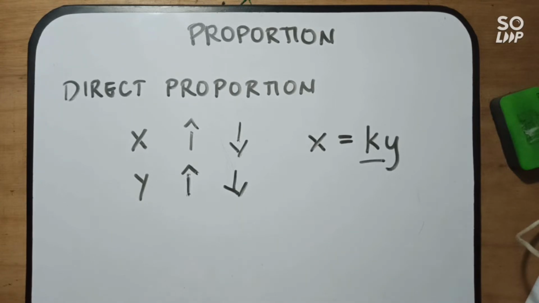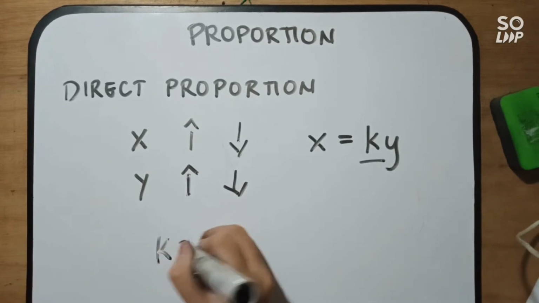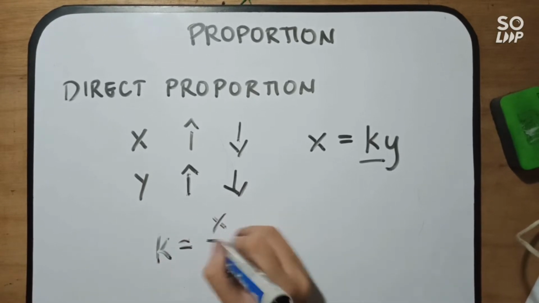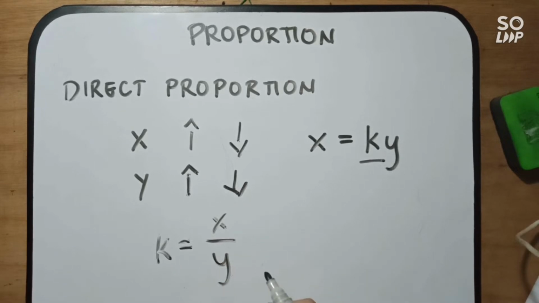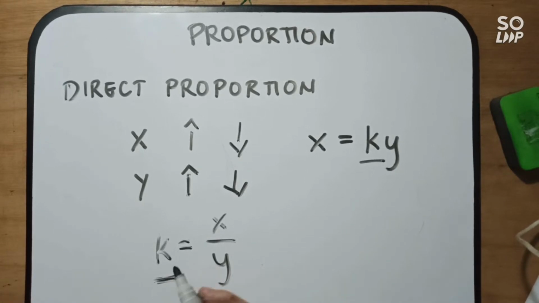In this relationship, the product of the two variables is a constant. It is expressed as k equals x over y, where x and y are the two variables that are inversely proportional and k is the constant.